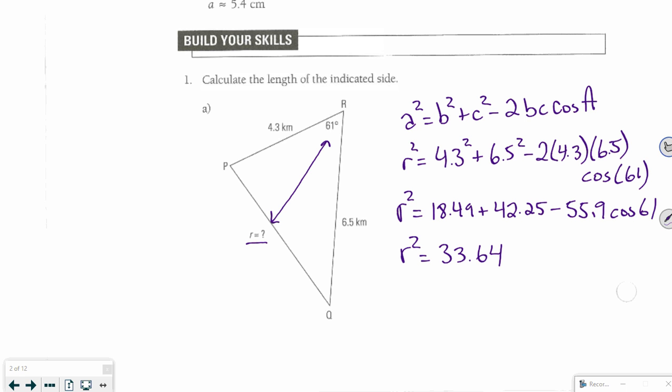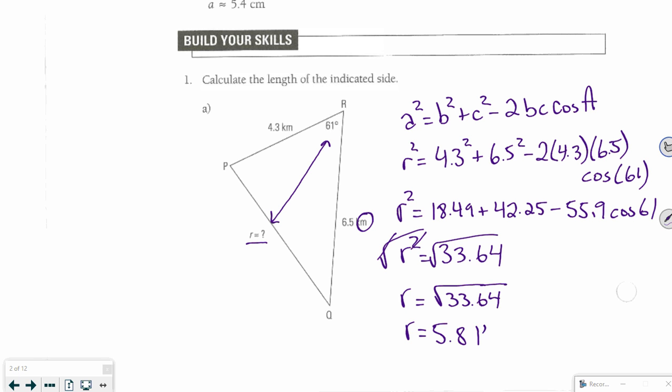And then your last step is take the square root of both sides so that the squared cancels. So you just get r equals the square root of 33.64, or r equals 5.8. And because we had units in our question, we need units in our answers. It was kilometers originally, so 5.8 kilometers.